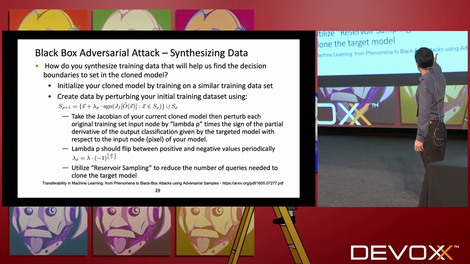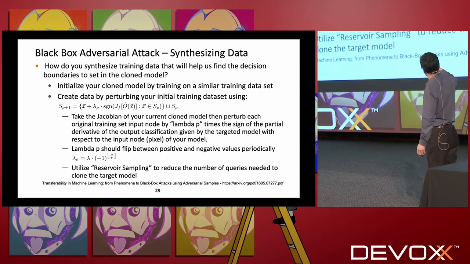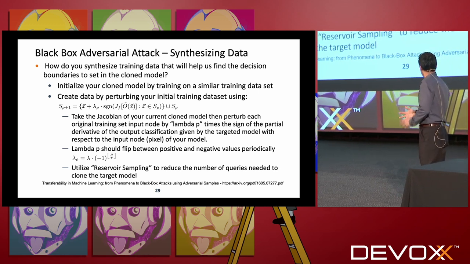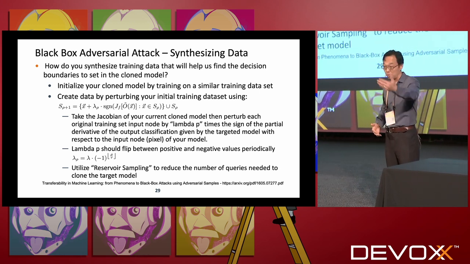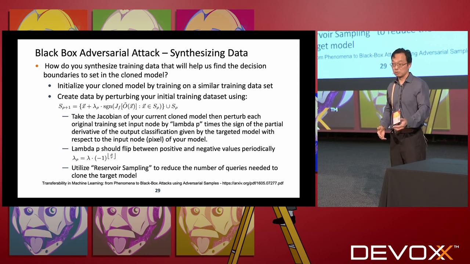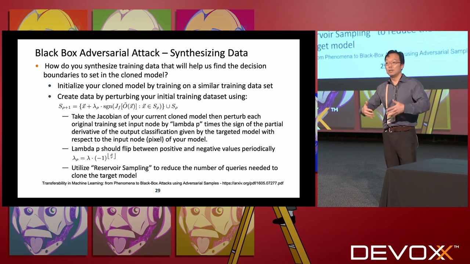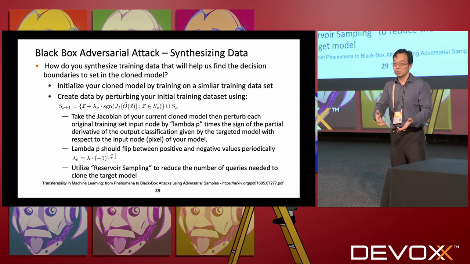The other thing you have to be mindful of is that there are certain things, like this lambda p, which should flip between positive and negative values periodically. It's in the paper. And there's also something called reservoir sampling to reduce the number of queries you have to do on the target model. You have to make a bunch of queries on the model you're attacking, so that's going to give you away, right? But you can use techniques like reservoir sampling to limit the number of queries you have to do in this whole process of training your model and getting training data from the model you're attacking. Okay?